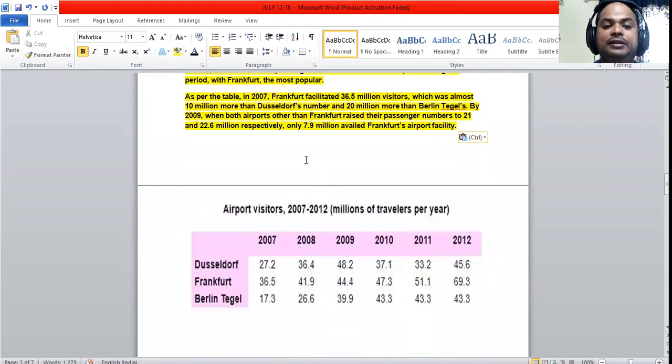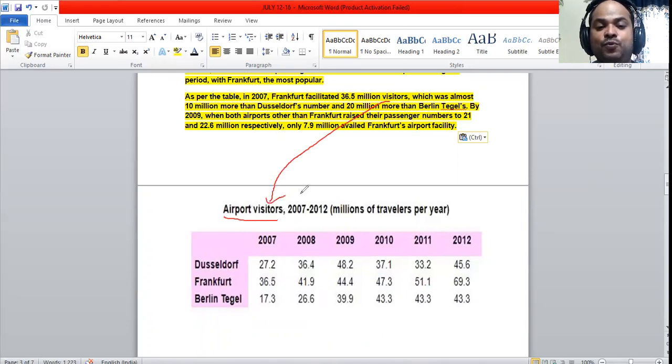As per the table in 2007, Frankfurt facilitated 36.5 million visitors. So the reason why I have used visitors here, many of you will be asking me the question why I have used visitors here. Because I have no problem, they have said visitors there. So to clarify it further, if I have a further objection, I need to clarify it. So it will be difficult for me to clarify it. So I go with just airport visitors.